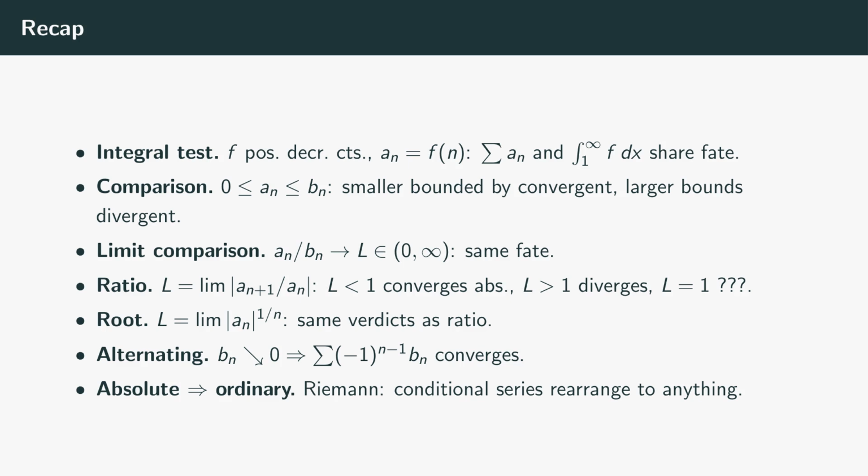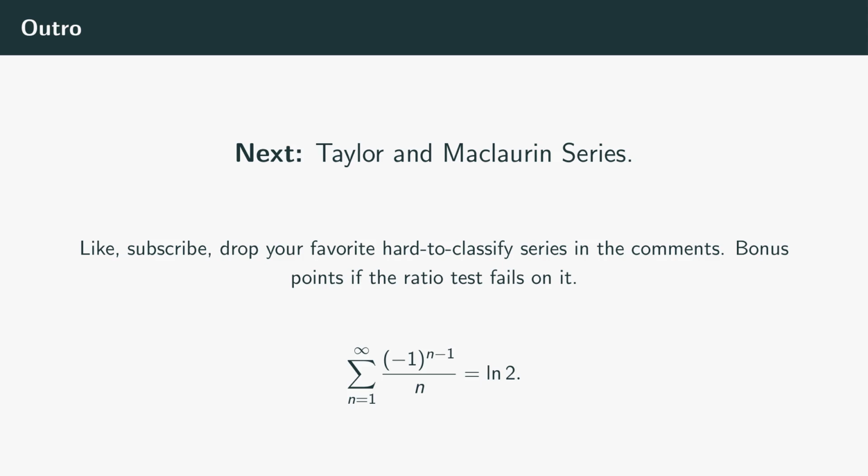7 tests, 1 flowchart. Next episode, we put them to work on the greatest application of series in calculus, Taylor and Maclaurin expansions. Functions as infinite polynomials. See you there. That's the Convergence toolkit. 7 tests, a flowchart, and the absolute versus conditional distinction with Riemann's theorem to highlight how strange conditional convergence really is.